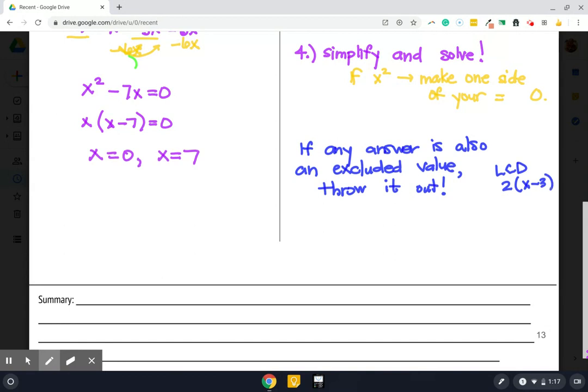According to that, x could not be 3 because that would be excluded, because that would be a problem in the denominators. Since x equals 0 was not an excluded value and x equals 7 was not an excluded value, both of our answers here are good. So fortunately, we didn't run into that issue. If you do, just be checking for it and be mindful of it, but I think you're going to do great. Be in touch if you need anything.